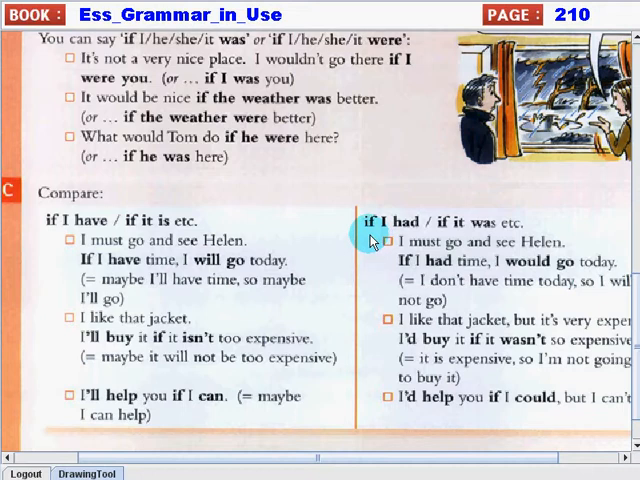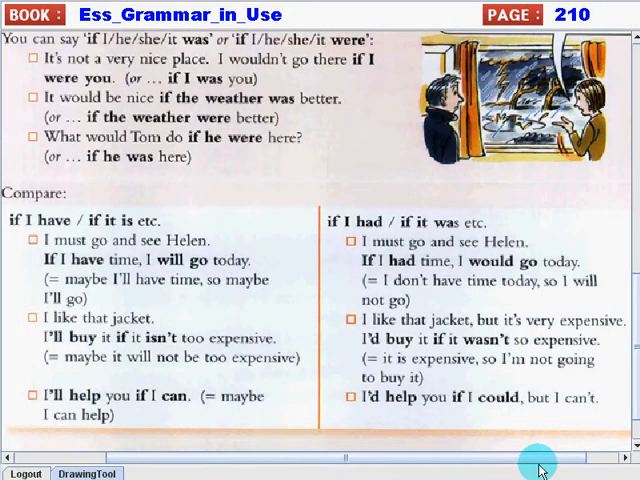If I had, from if it was. I must go and see Helen. If I had time, I would go today. I don't have time today, so I will not go. It's clear that I don't have time today, or I will not have time today. That's why I use the past form, which is had, even though I have the word if.